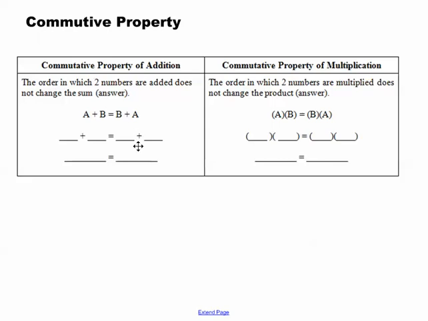All right, this is our last video for the unit. It is about algebraic properties. And most specifically, we're going to look at the commutative property, the associative, and the distributive property. So let's start with the commutative property.